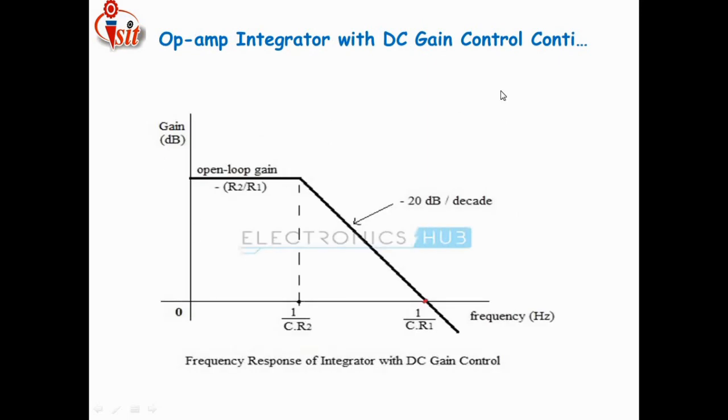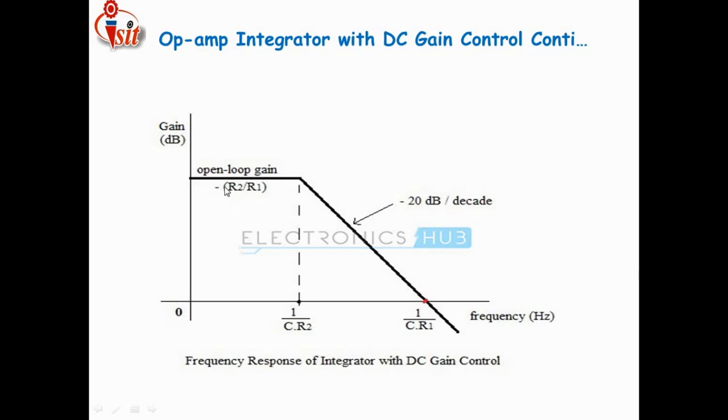Along with that, how that curve behaves related to the integrator, just see here. Here the gain is represented on the y-axis and frequency is represented on the x-axis. Then what is the output introduced here? This is the open loop gain. What is that gain? Minus RF divided by R1. Instead of RF, we are connecting R2 there. For that purpose, it is considered as R2 divided by R1, and that negative sign is related to the inverting integrator.